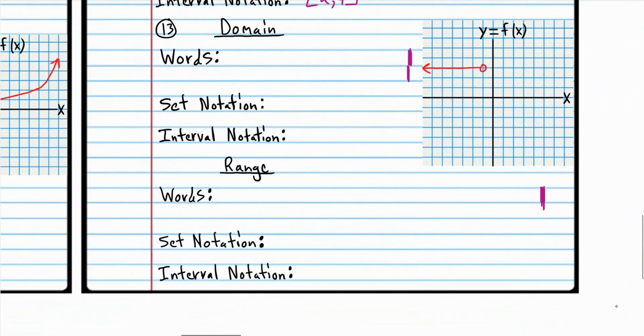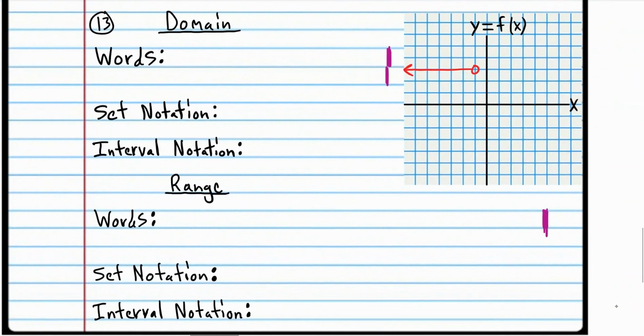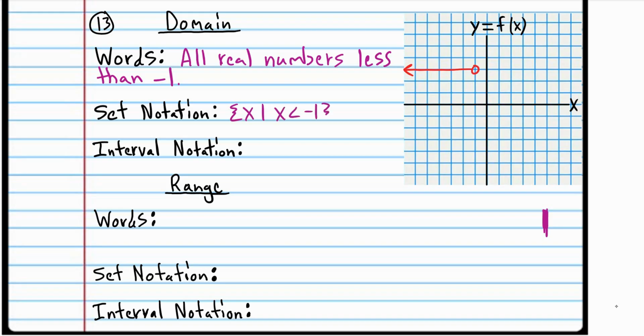Let's try one more of these before you try one on your own. All the x values on this graph are less than -1. This point has an x value of -1, but it's an open dot, so only x values less than -1 are on those points. So the domain is all real numbers less than -1. The set of all x values such that x is less than -1.